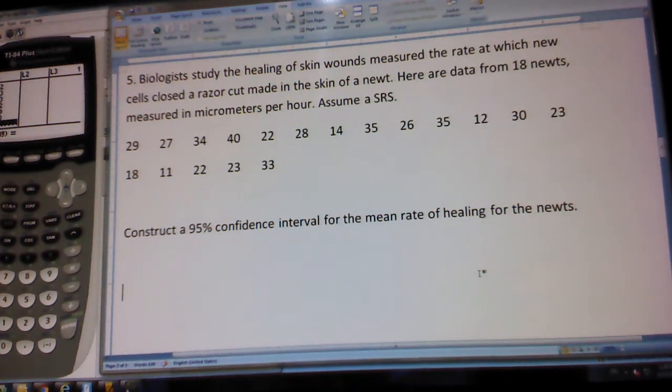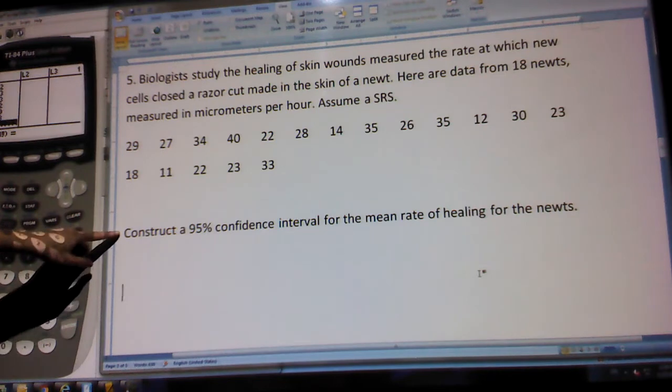Biologists studied the healing of skin wounds, measured the rate at which new cells closed a razor cut made in the skin of a newt. Does that sound great? They're cutting little newts and seeing how fast they heal. Here are the data from 18 newts measured in micrometers per hour. Assume a simple random sample. Construct a 95% confidence interval for the mean rate of healing for the newts.